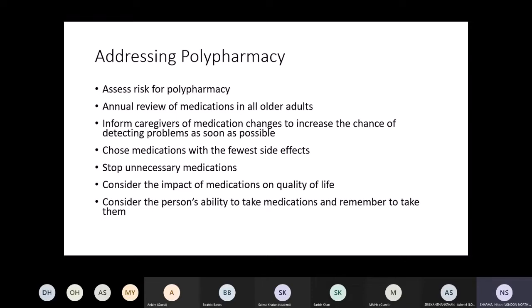So stop unnecessary medications. As I told you, stop any unnecessary antihypertensive or statin for a patient. Then consider the impact on quality of life. Sometimes with the elderly it's more of a mental stress. You would see patients saying that they don't like their life because they are taking 10 medications a day, and they don't feel like themselves anymore. So it's very important to consider the mental impact of these medications as well.